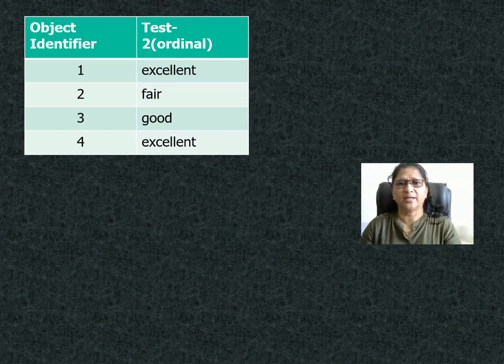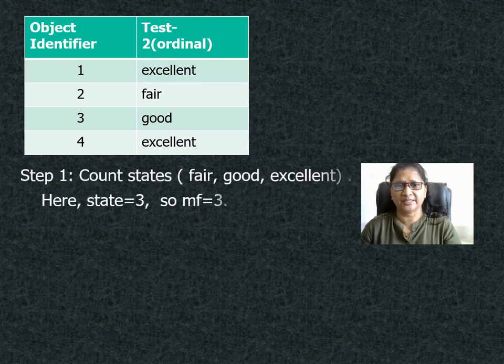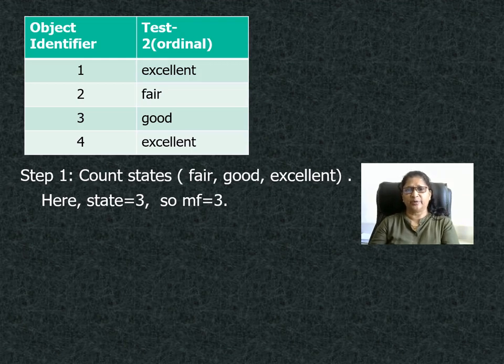So this is one example. We are given a table with 4 data objects, and column 2 is an ordinal attribute describing performance in test 2. The first object's performance is excellent, the second is fair, the third one is good, and the fourth one is excellent. Now the steps which we have to follow: we have to count the number of states. So there are 3 states, fair, good and excellent. So the Mf value is going to be 3.